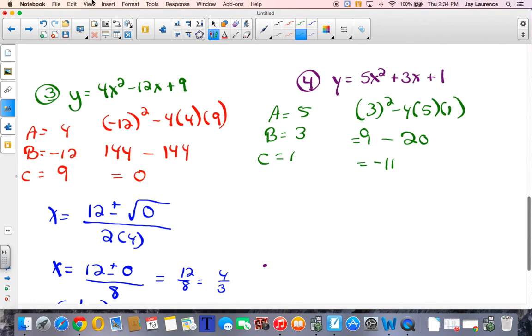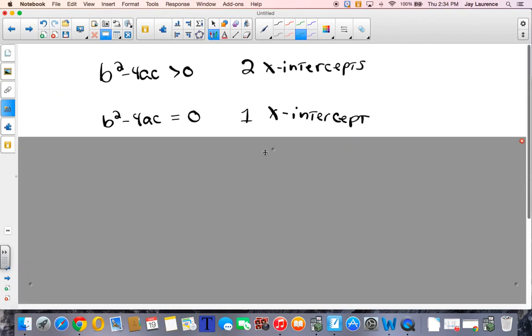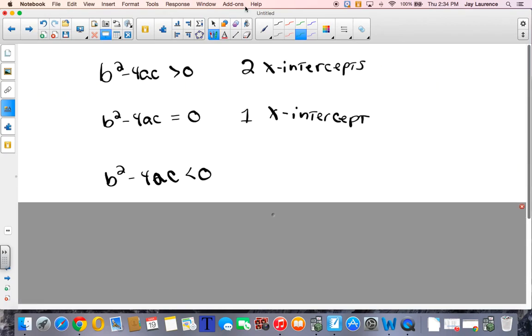The first 2 cases, when it was greater than 0, we had 2 solutions. When it was equal to 0, we had 1 solution, 1 root, 1 x-intercept. When it's less than 0, there's going to be no x-intercepts. That doesn't mean we can't graph the parabola. It just means there are going to be, I should change that to 0 x-intercepts. Yeah, I'm going to change that to 0 x-intercepts.